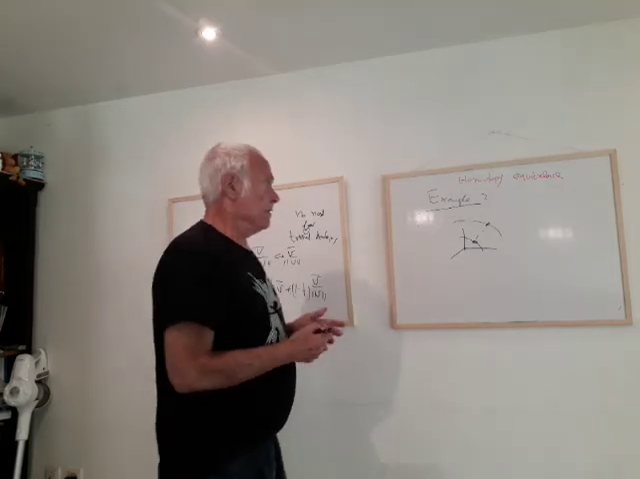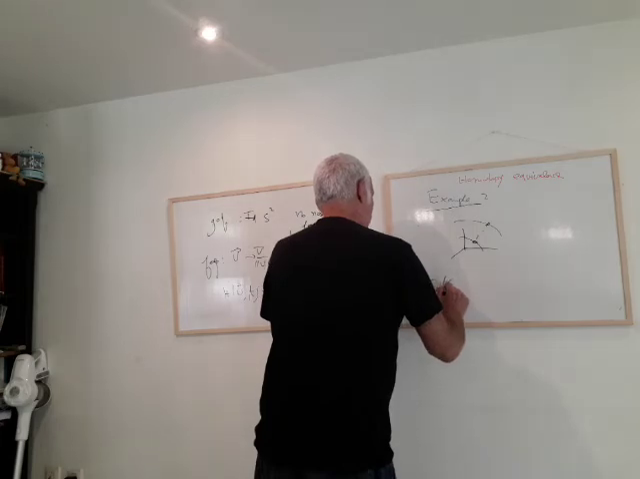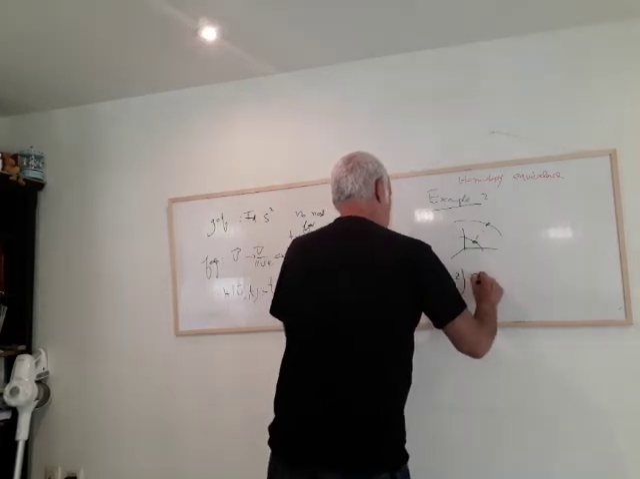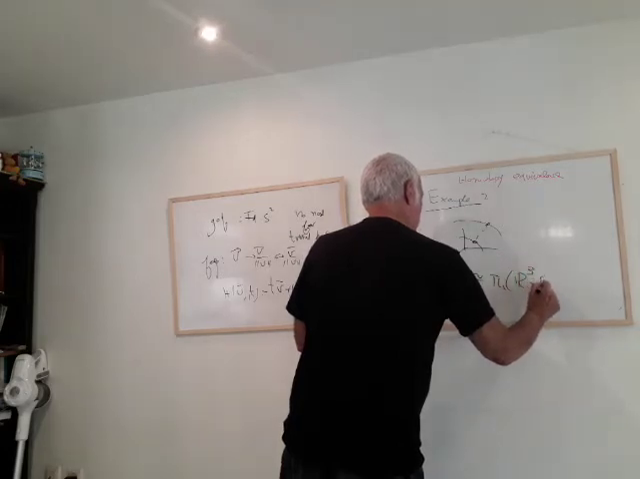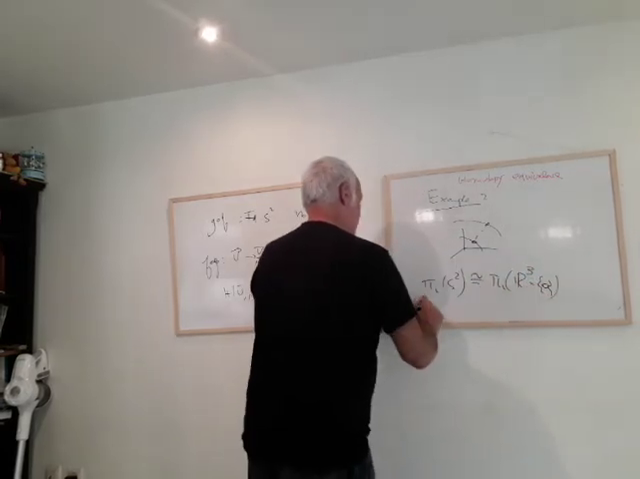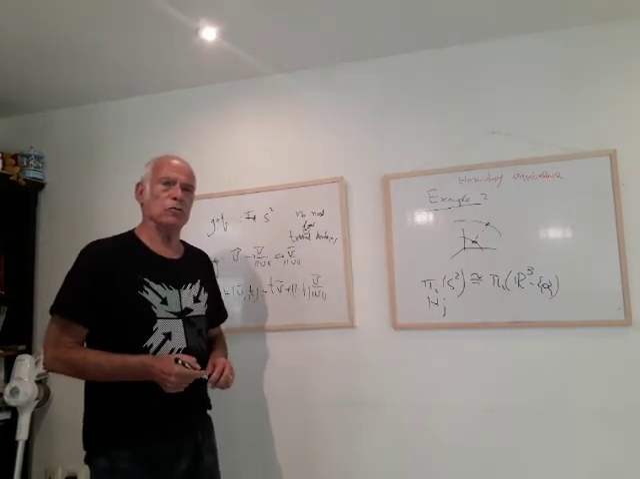Okay. And as a conclusion, we say that pi_i of S2 is isomorphic to pi_i of R3 minus a point. They have the same homotopy groups and the same homology groups.